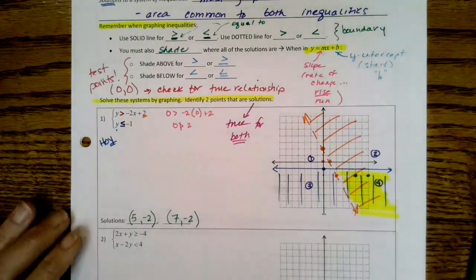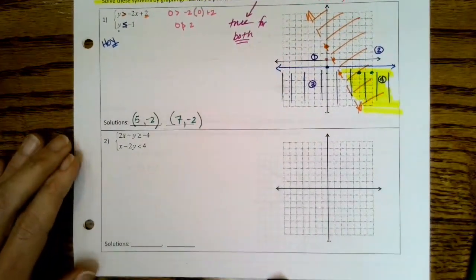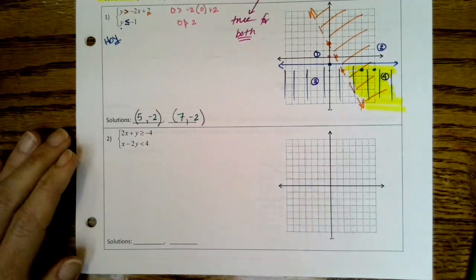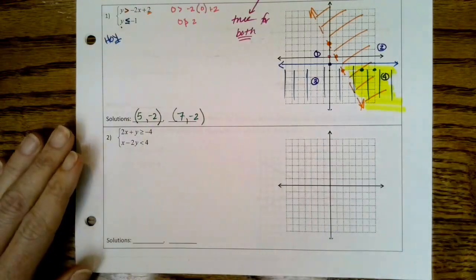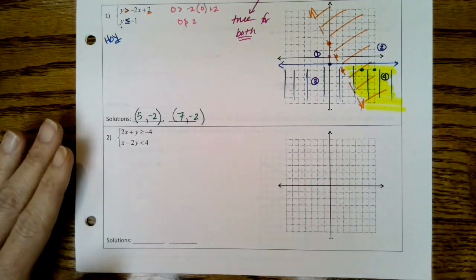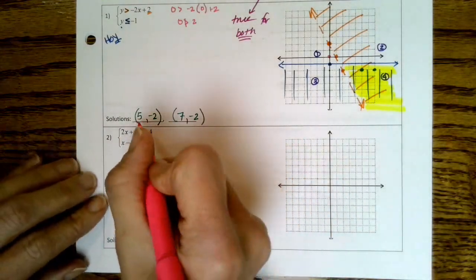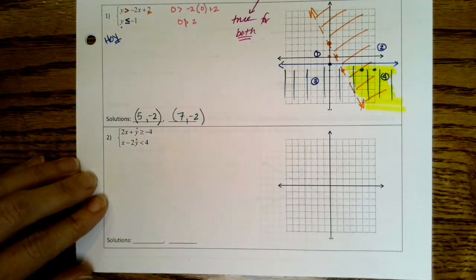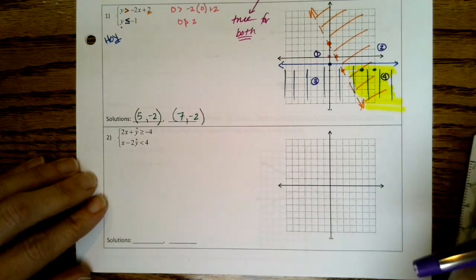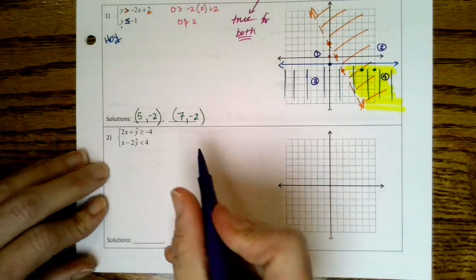Okay, so now we'll go on to number 2. I can't graph these until I solve for y. So as soon as you look at a problem like this, you need to look at where my y's are. And as soon as you see that, you know, okay, I'm going to have to solve for y first and put it into slope-intercept form.